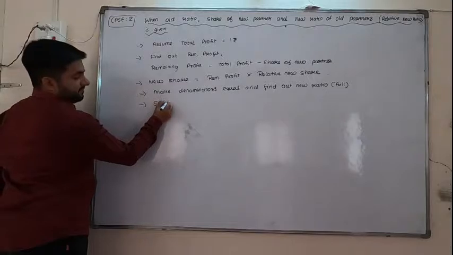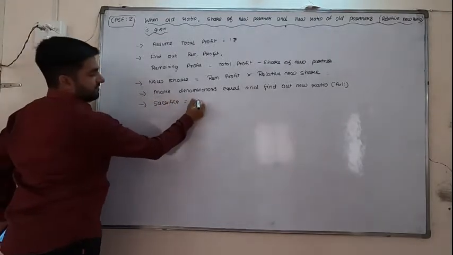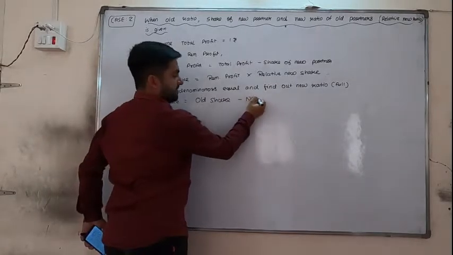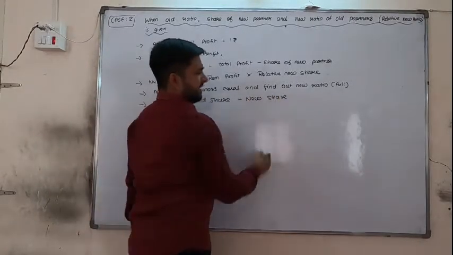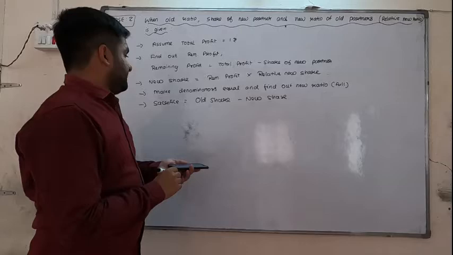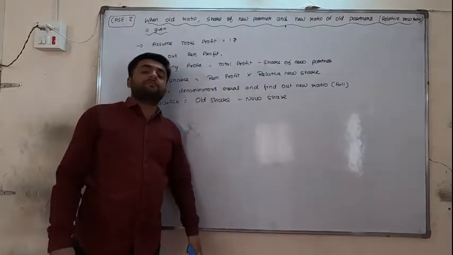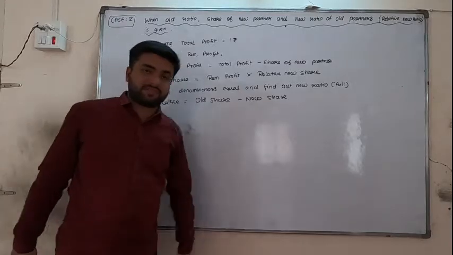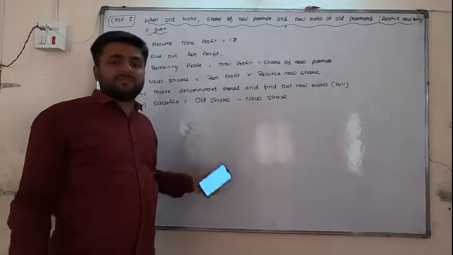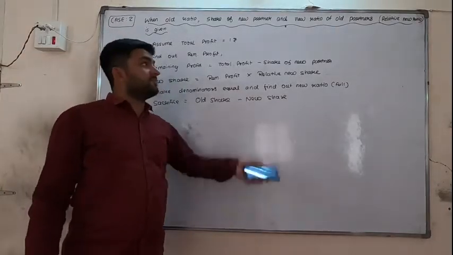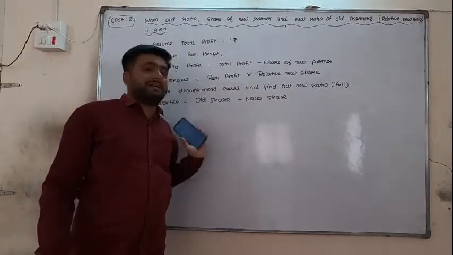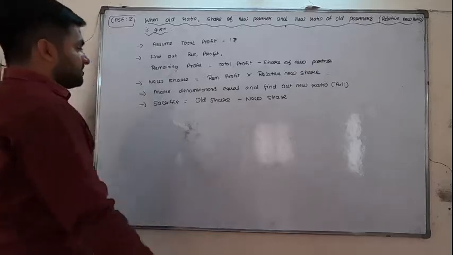And last step, here the formula is to be used. Sacrifice is equal to old share minus new share. Only in case 1 it is the same. In case 2 we will use the formula of sacrifice is equal to old share minus new share, which we have learned in the 4th chapter. You can use this formula in case 1 also, but it is not required there, because only the old ratio and share of the new partner is given. At that time both are the same, but here you have to use the formula.